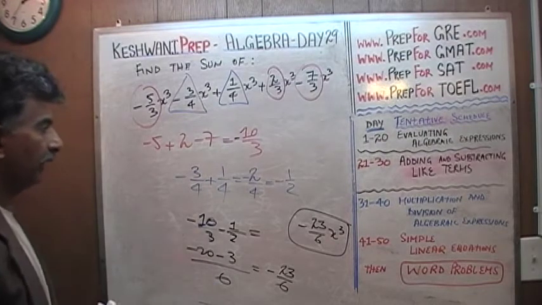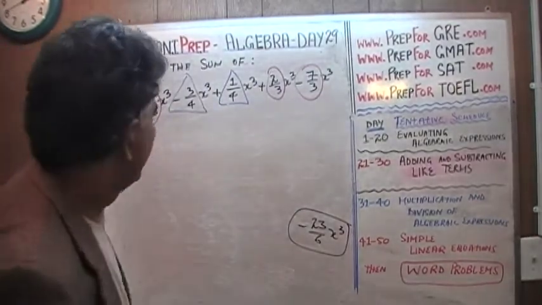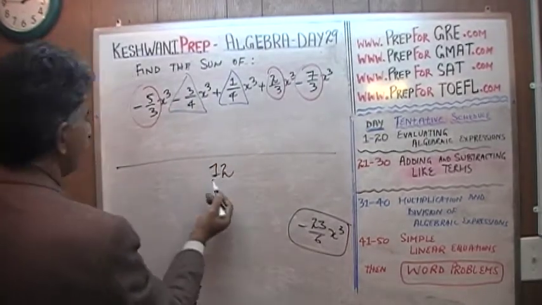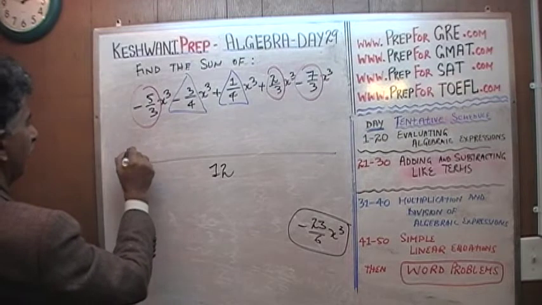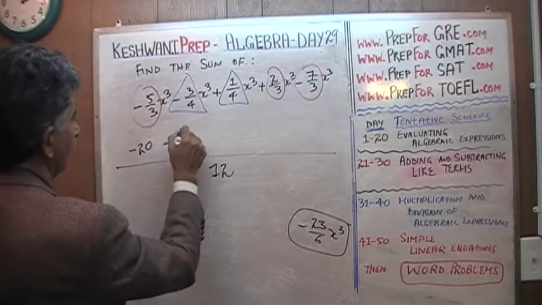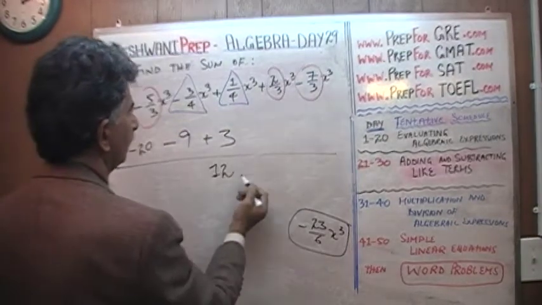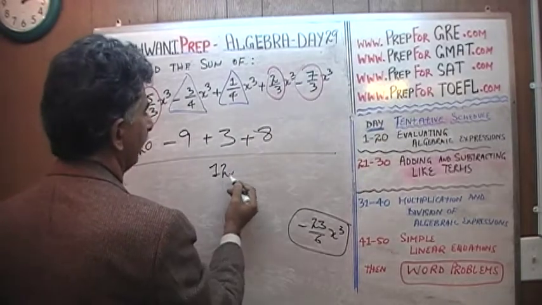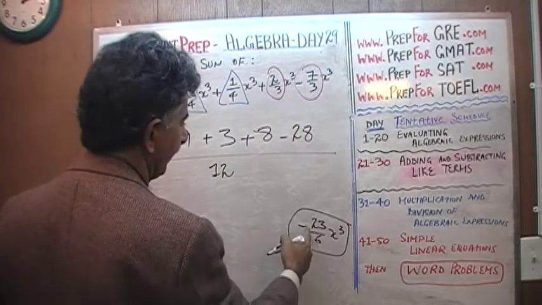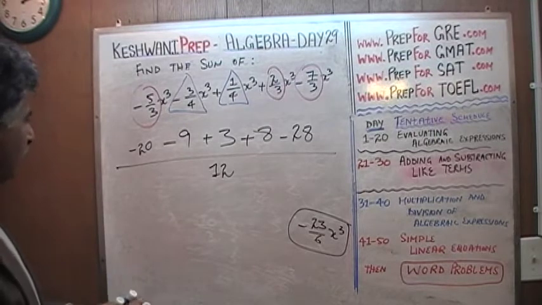Okay? I'm going to do it one more time in a traditional way, with a common denominator of 12. So if we have 12 here, 12 goes into this thing 4 times, so that is 20, minus this goes into 3 times, so that will be 9, this goes into 3 times, so that will be 3, this will go into 4 times, so that will be 8, and this goes into this thing 4 times, 4 times 7 is negative 28. We better get negative 23, that's what we need. Let's see what we can do.